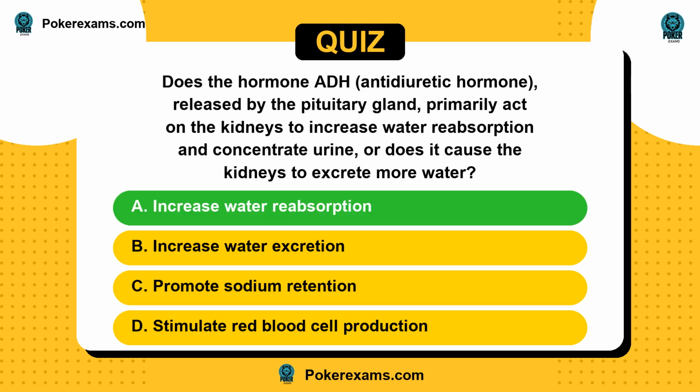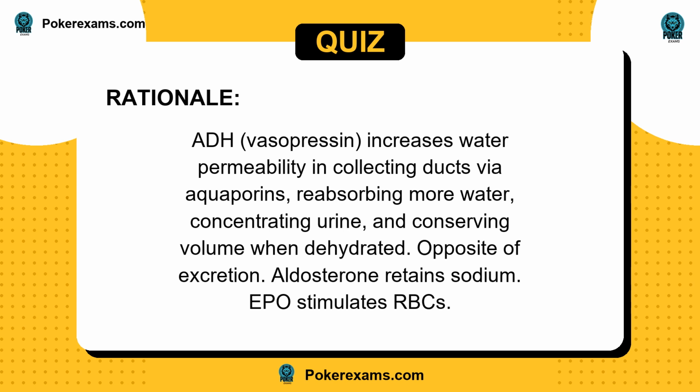The answer is A. ADH, vasopressin, increases water permeability in collecting ducts via aquaporins, reabsorbing more water, concentrating urine, and conserving volume when dehydrated. Opposite of excretion. Aldosterone retains sodium. EPO stimulates RBCs.